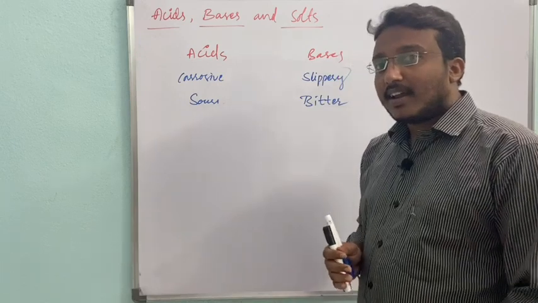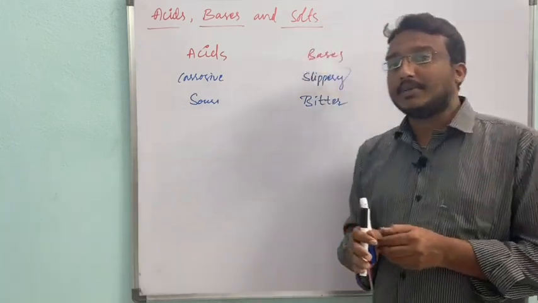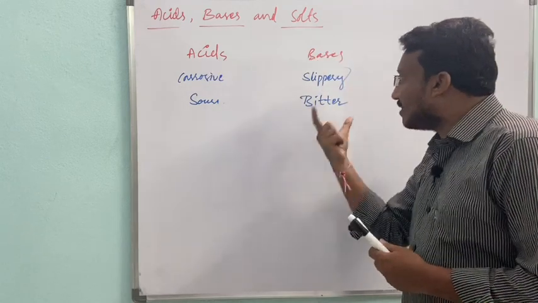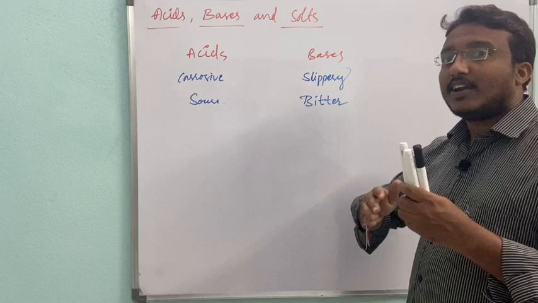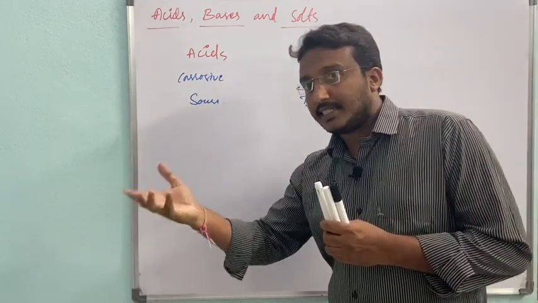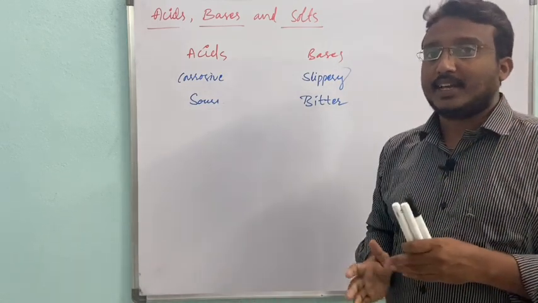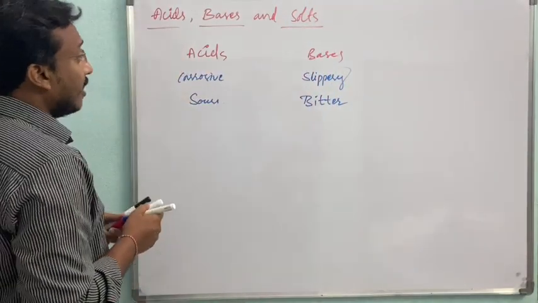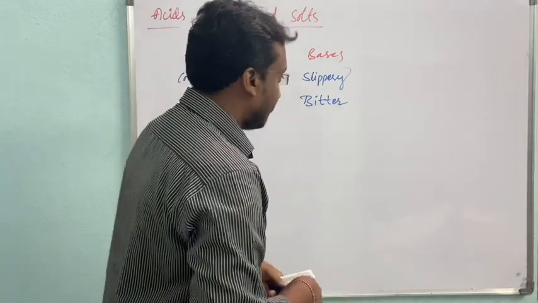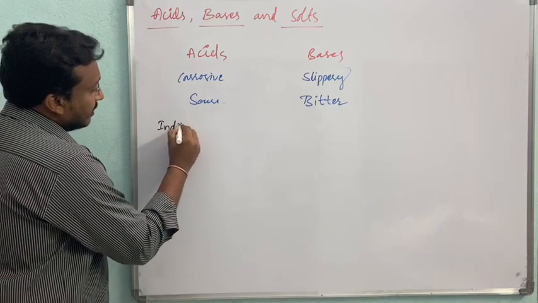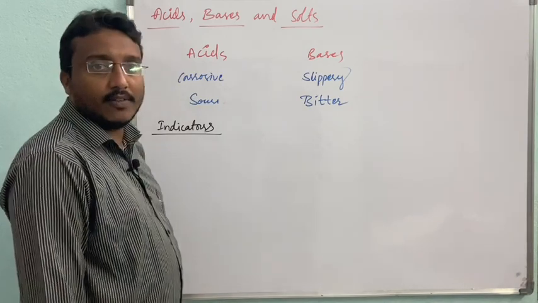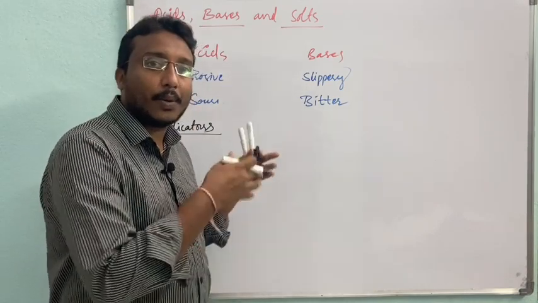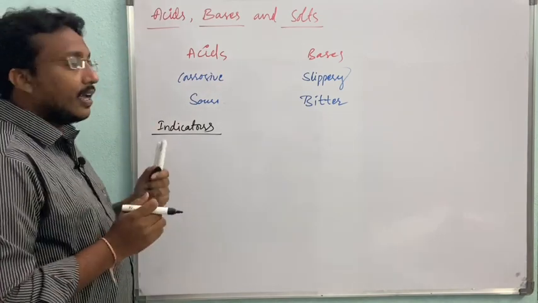Sir, for the substances we have in the laboratory, we are unable to taste the acids or the bases, right? Taste is not a perfect method to find whether a given substance is an acid or a base. Instead of taste, we have to test it. How can we test? We have indicators. We can test whether a given substance or solution is acidic or basic in nature with the indicators.